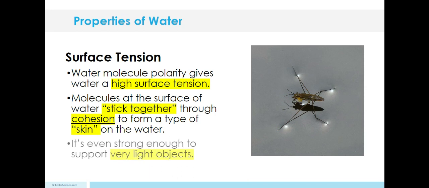Surface tension was another topic that we covered. Because water is a polar molecule, it creates this surface tension. And surface tension is nothing but those water molecules sticking together through cohesion that creates that skin, that film on the top of the water. And it allows very light objects like our water bug here to be able to walk on water.